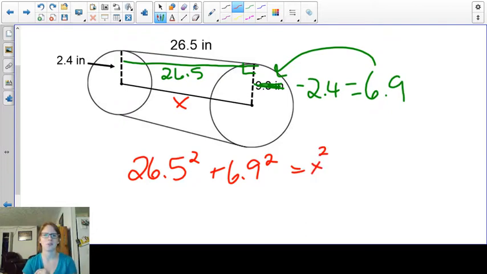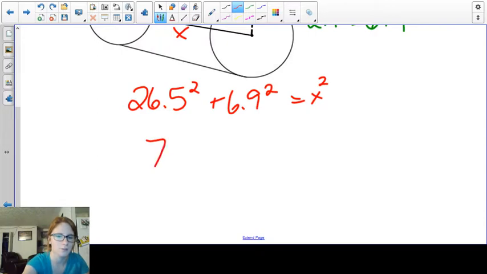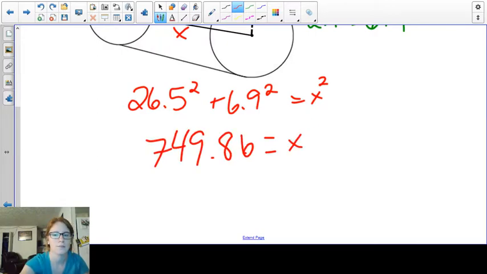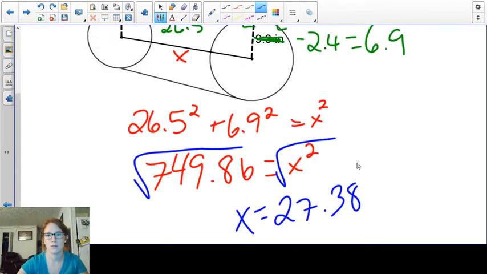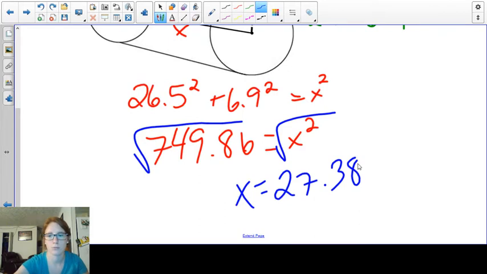And I can go ahead and just plug that all into my calculator at once. So 26.5 squared plus 6.9 squared gives me 749.86. Now I want to undo something squared. To undo a squared term, I square root. So I'm going to square root that answer. So my x is 27.38 inches.